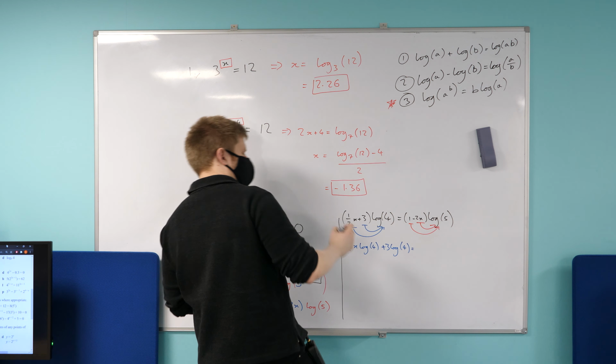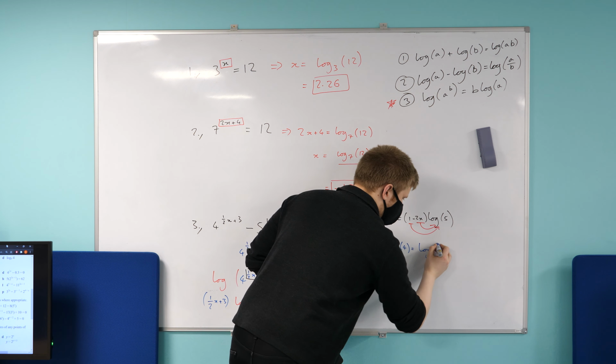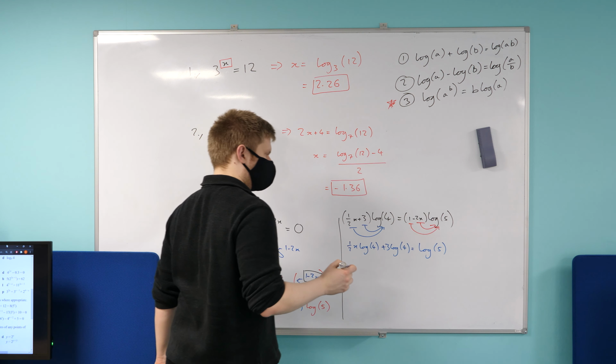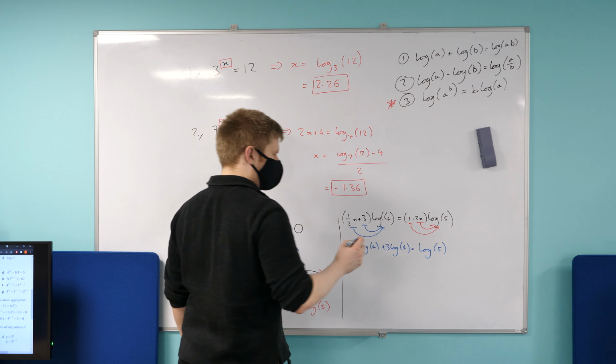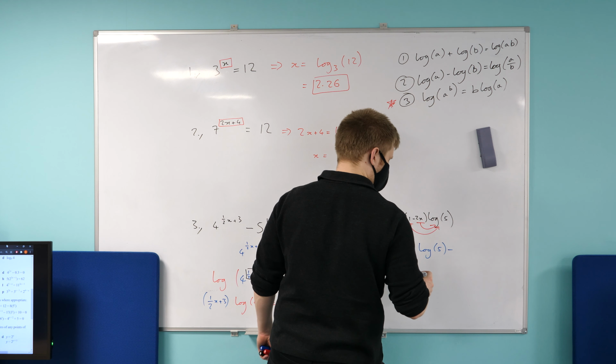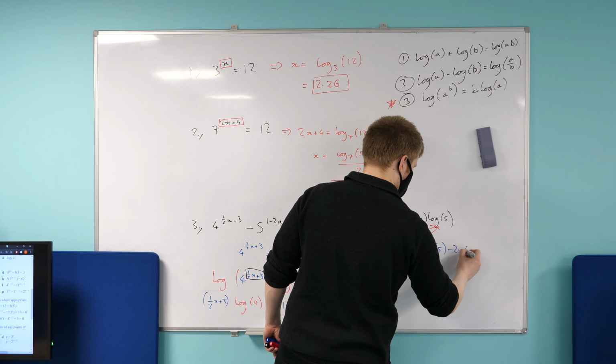Log of 5 minus 2x log 5. Perfect, well done.